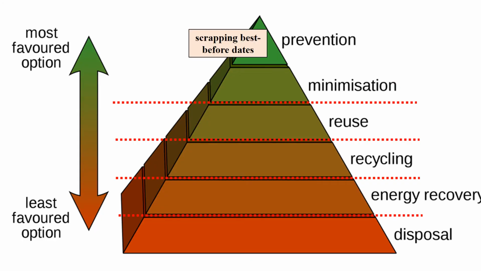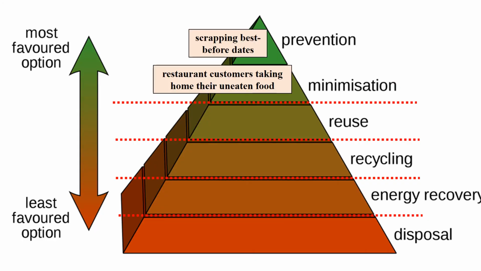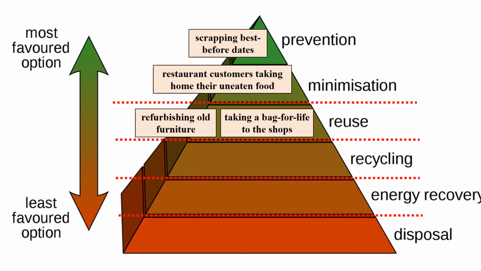So up the top, prevention and minimisation. So you should have scrapping best before dates, and then restaurant customers taking home their uneaten food. Something apparently, I've never been to America, but apparently it's very common there that if you don't finish your dinner at a restaurant, you take it away with you, but it's never really caught on here, has it? Reuse would be refurbishing old furniture or taking a bag for life to the shops.